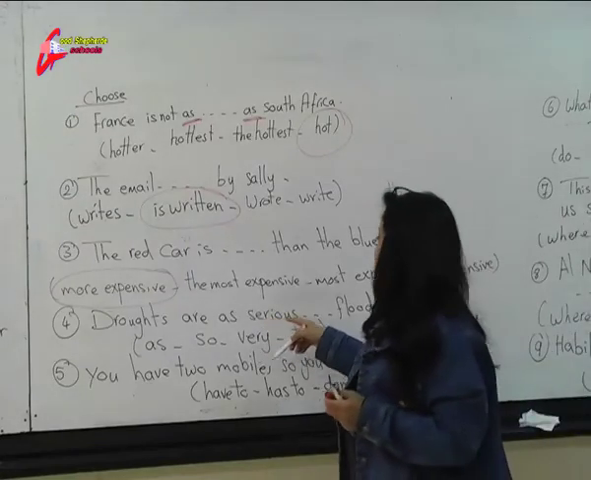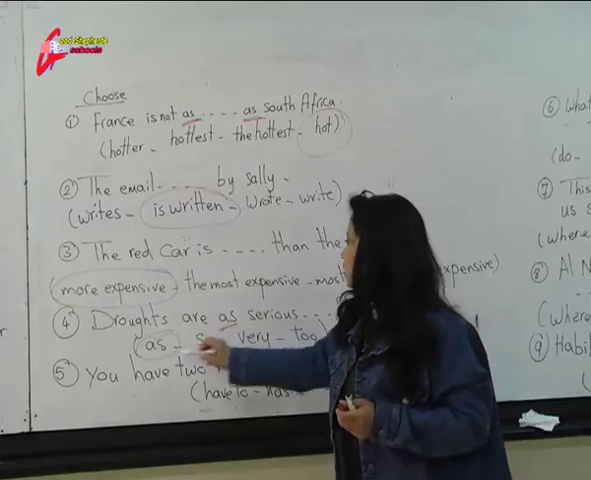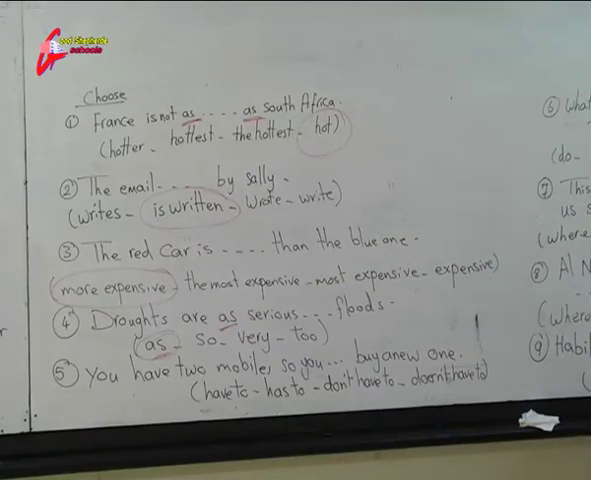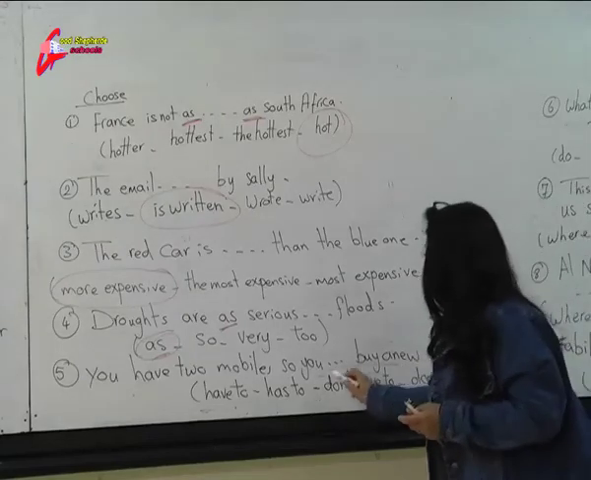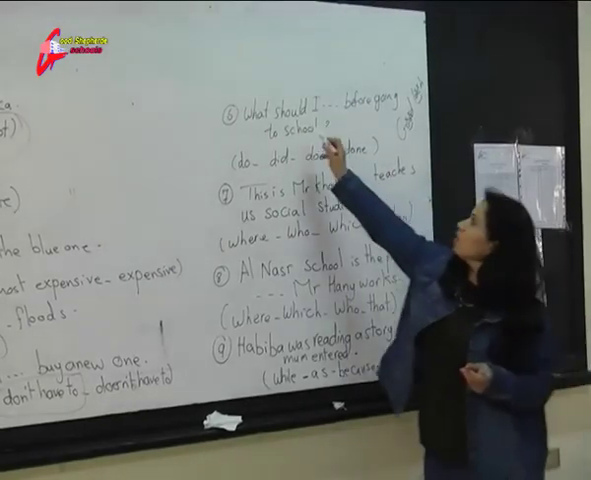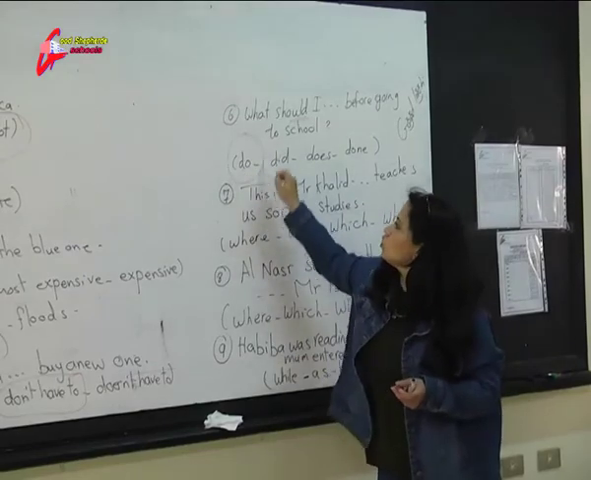Droughts are as serious as. We must use as. You have two mobiles, so you don't have to, it means it's up to you to buy a new one or not to buy. What should I, after should, the verb must come in the infinitive, so it will be do.